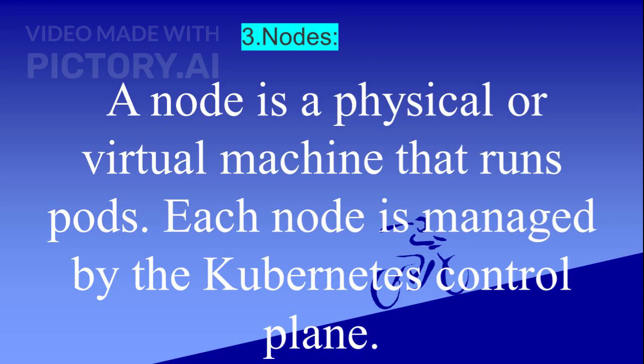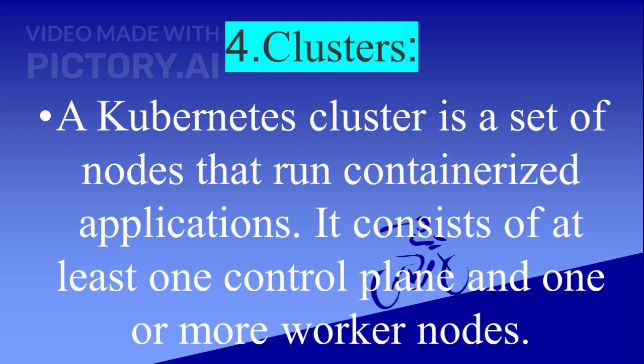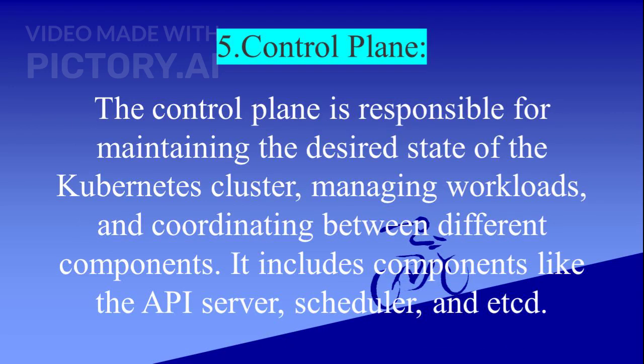Each node is managed by the Kubernetes control plane. A Kubernetes cluster is a set of nodes that run containerized applications. It consists of at least one control plane and one or more worker nodes. The control plane is responsible for maintaining the desired state of the Kubernetes cluster, managing workloads, and coordinating between different components. It includes components like the API server, scheduler, and etcd.